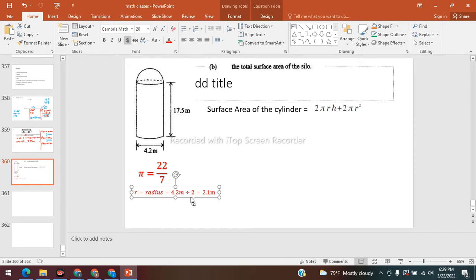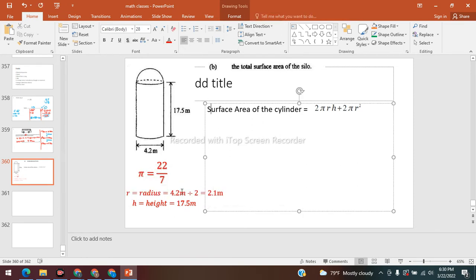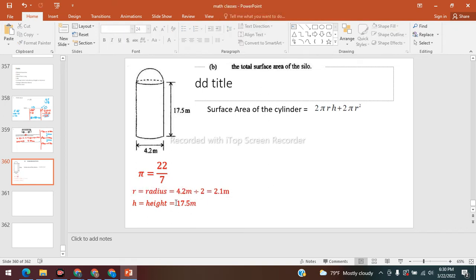Now we need H. H is what? 17.5 meters. Good, because H in terms of words is the height. The height of the cylinder is 17.5 meters. That's the height. Alright, so the radius is 2.1 meters. The height is 17.5 meters. And so we're good to go.